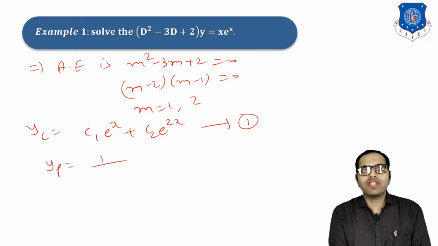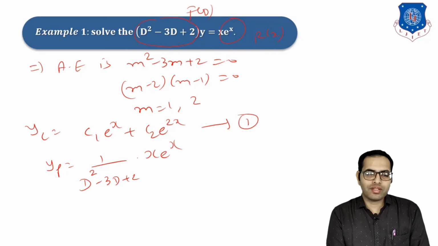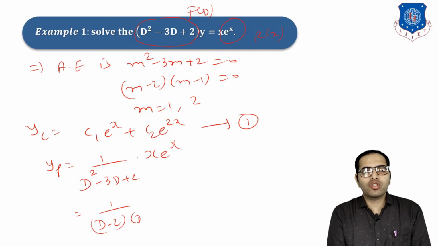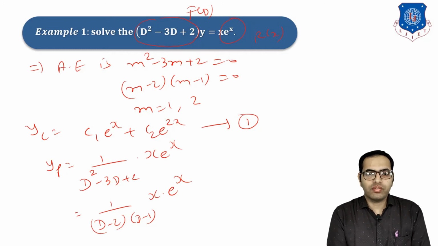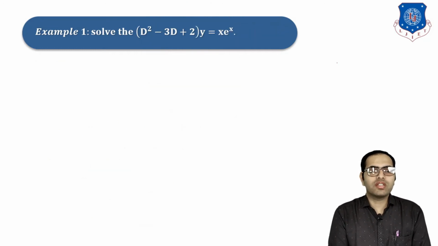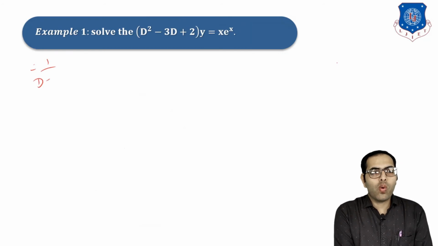Then we have the formula yp is equal to 1 upon f of D into r of x. Then 1 upon D² - 3D + 2 into x e^x. Here factorize that term: 1 upon (D - 2)(D - 1) into x e^x. Now we write it as 1 upon (D - 1), inside the bracket 1 upon (D - 2), into x e^x.